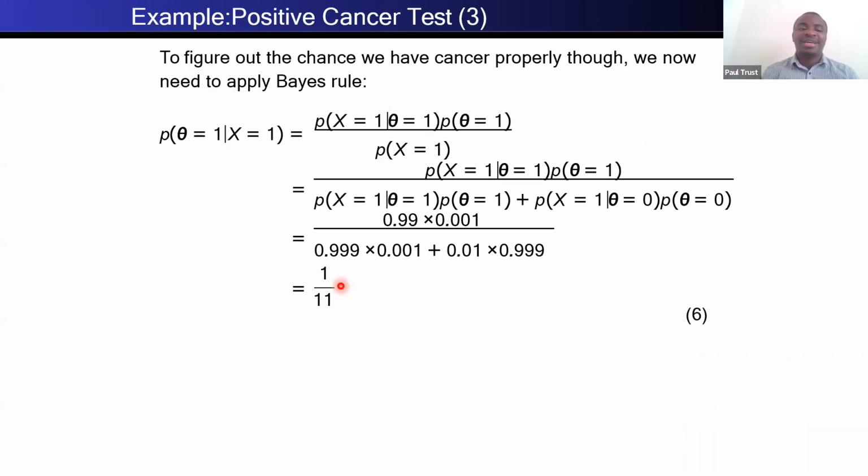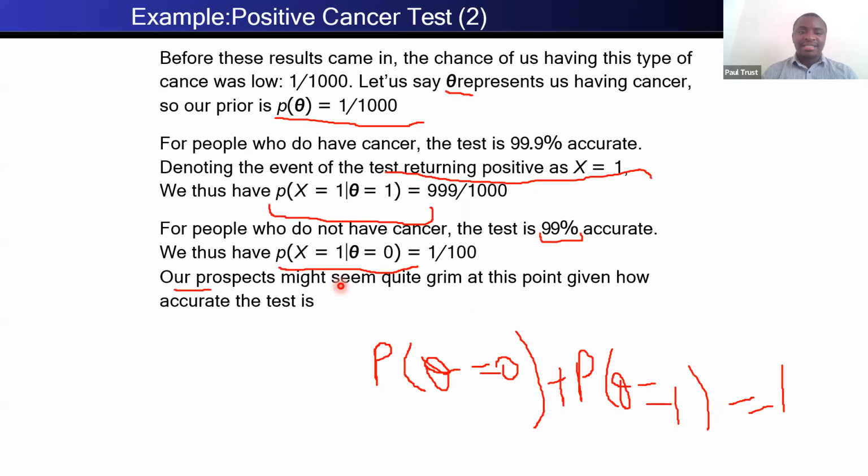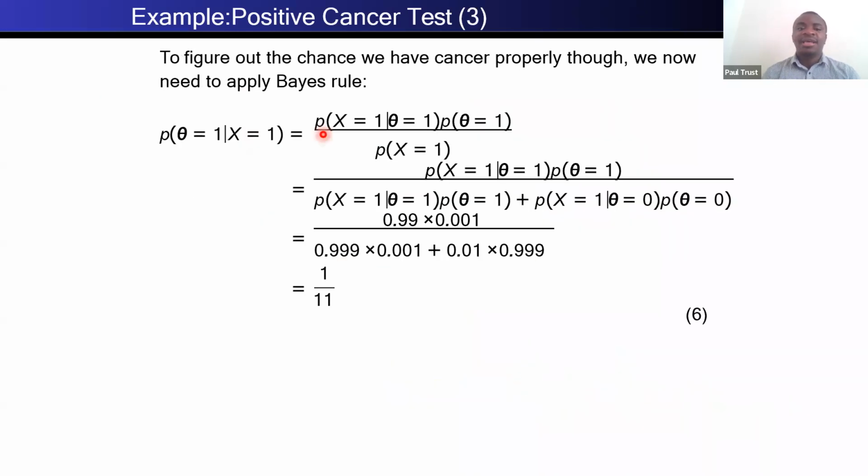We have some results on it, and that's 1 out of 11. So you realize that this way of thinking from Bayesian thinking prevents us from extreme thinking.